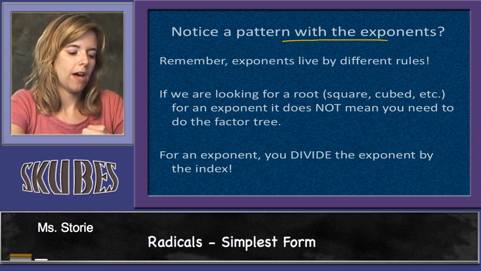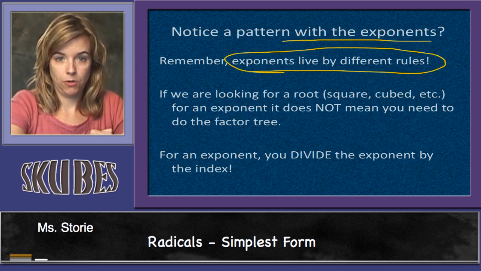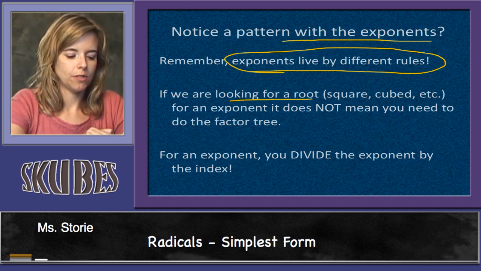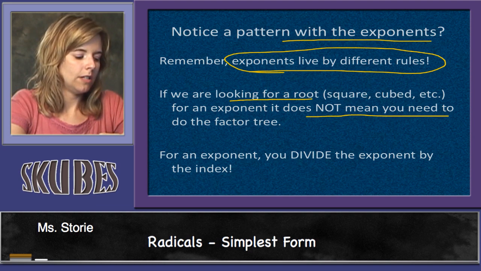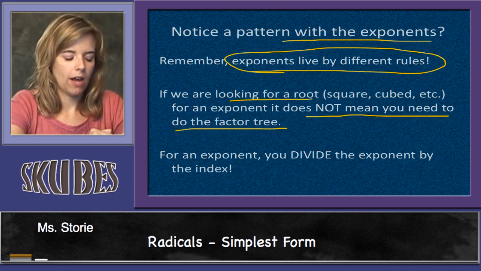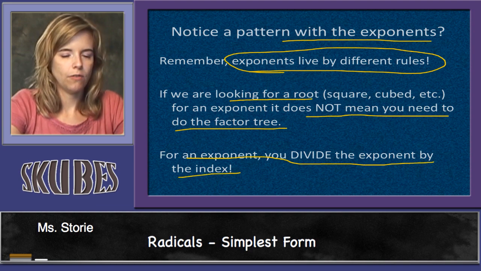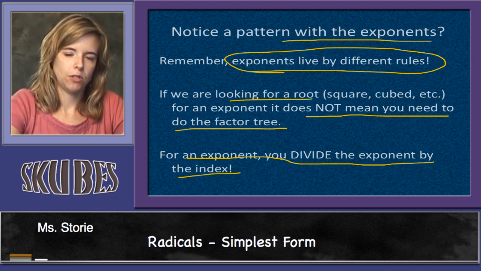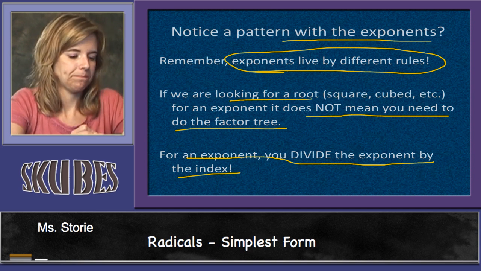Now, notice the pattern with the exponents. Remember, exponents always do different things than what they're actually being told to do. If we're looking for a root, the square or the cube or the 4th root like we just did, it does not mean that you need to do the factor tree. I didn't break them down, I just listed them. For an exponent, you divide the exponent by the index. You find out how many groups there are. Groups of 2, there are 5 groups of 2. Groups of 6, there are 2 groups of 2. You're always dividing them out.